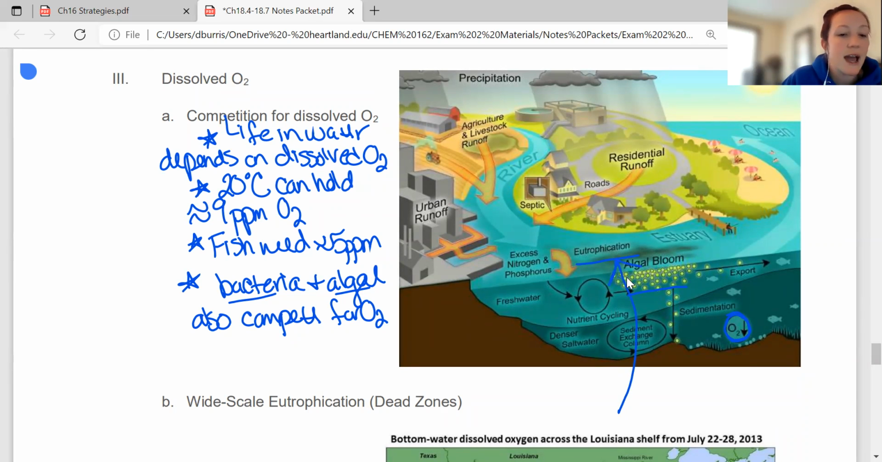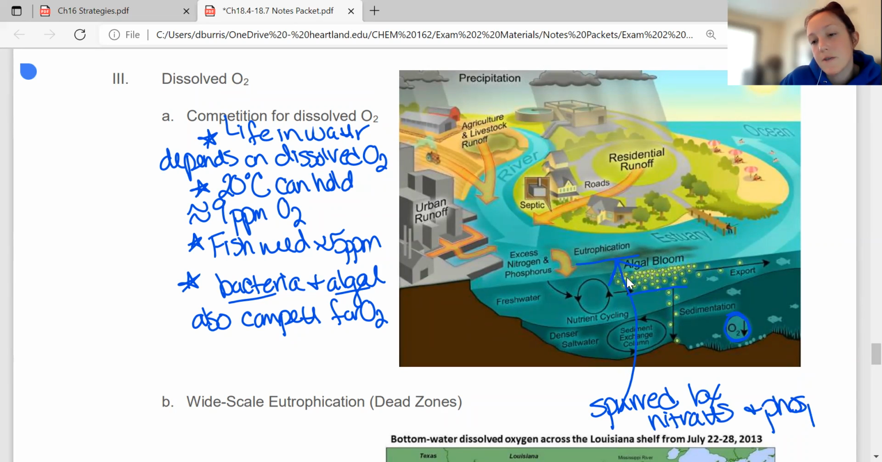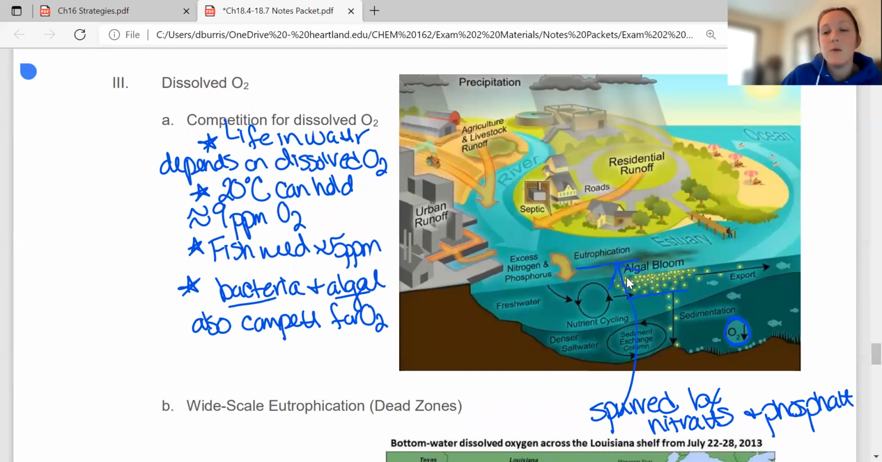So eutrophication happens when we have too many nitrates and phosphates. It just kind of promotes algae growth. So this is spurred by nitrates and phosphates. Okay, and we haven't talked about nitrates and phosphates today specifically, but those can come from pollution as well. So the more polluted the water is, we might cause more algae and bacteria in the water to grow, which negatively impacts the wildlife that we want, like fish.